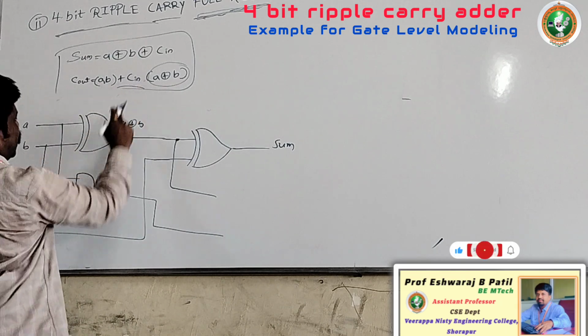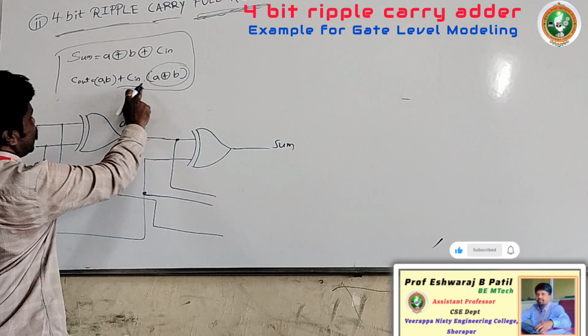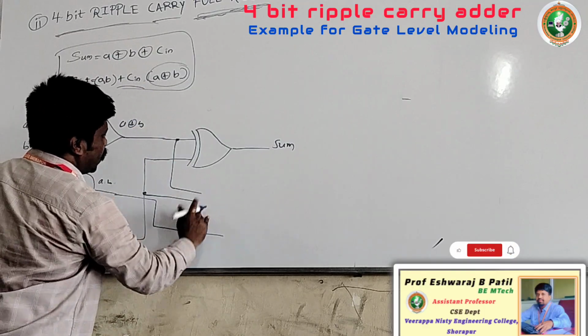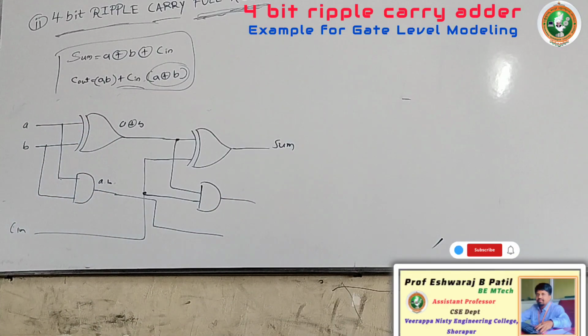And the C in dot C in. Where is the C in? C in is coming here. Just take the C in. What is this one? Dot product. Dot form means product form is there. One AND gate here.